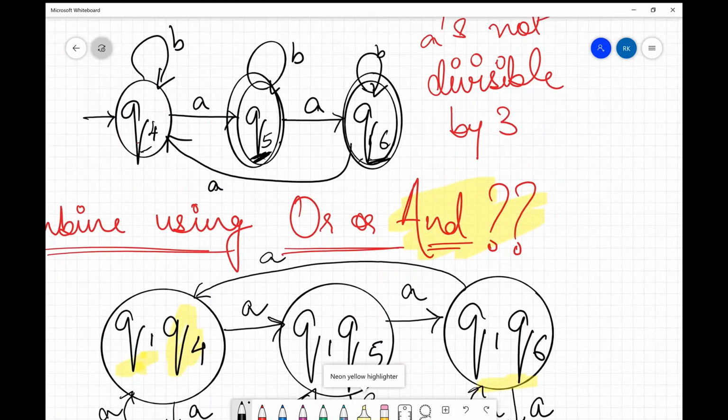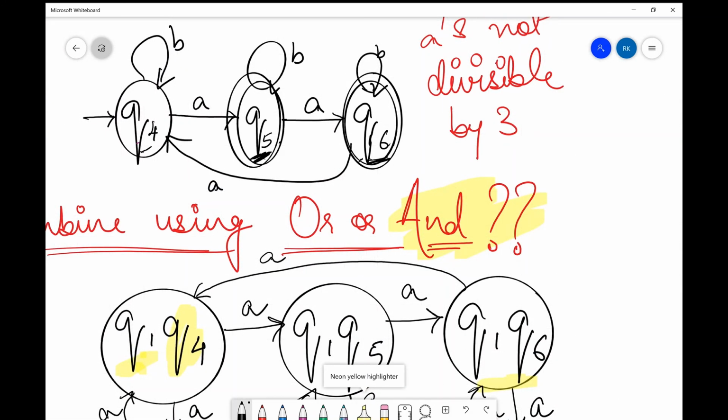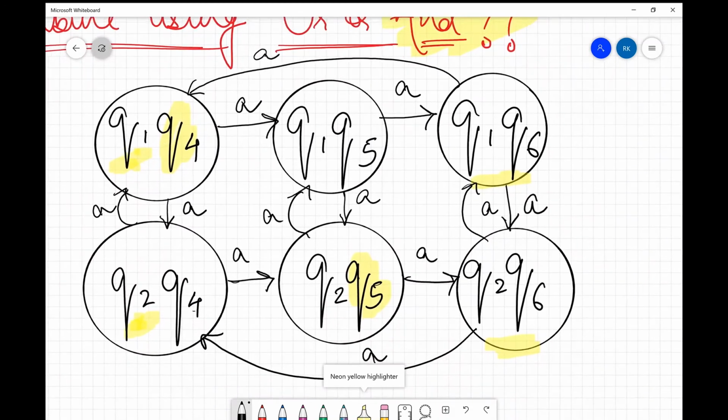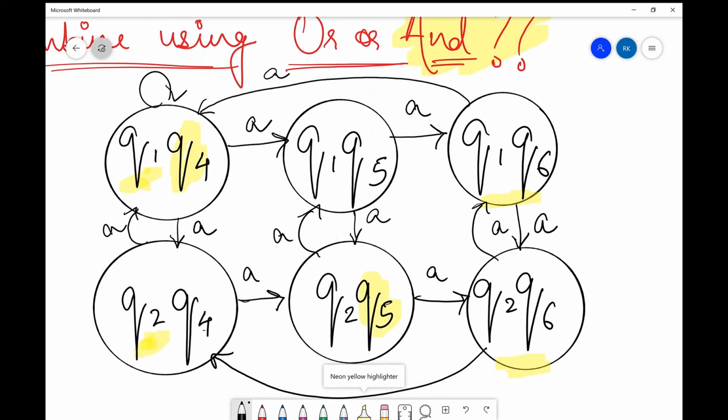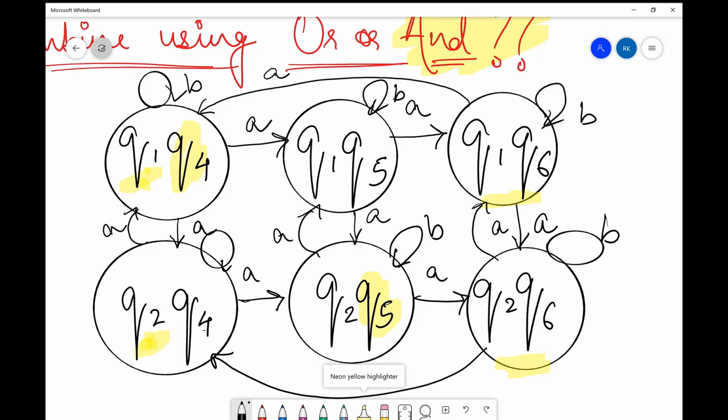Now, if you analyze Q5 over here, Q5 reaches Q5 using B. Q6 reaches Q6 using B. So there are basically self loops on all the nodes. So over here also, we'll insert self loops of B on all the nodes. Clear?